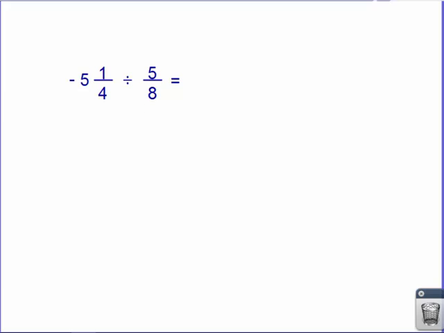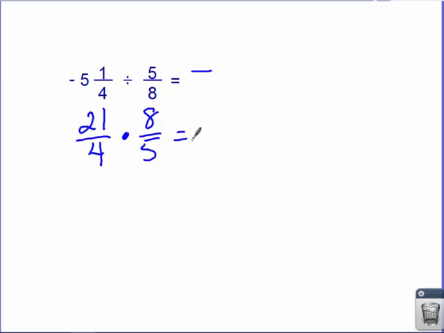Our rule in multiply and divide was I multiply or divide like normal, and then I come through and count my negatives. In this case, I've got 1 negative, so that means my answer is going to be a negative. Once I understand that, then I just work this problem just like normal. So this one, I've got to make it a fraction. So 4 times 5 is 20, plus 1 is 21 over 4. And then this 5/8, it's already a fraction, so what do I need to do with it? I need to flip it. I need to multiply by its reciprocal. So I multiply, and then I take the reciprocal of 5/8, which is 8 over 5.